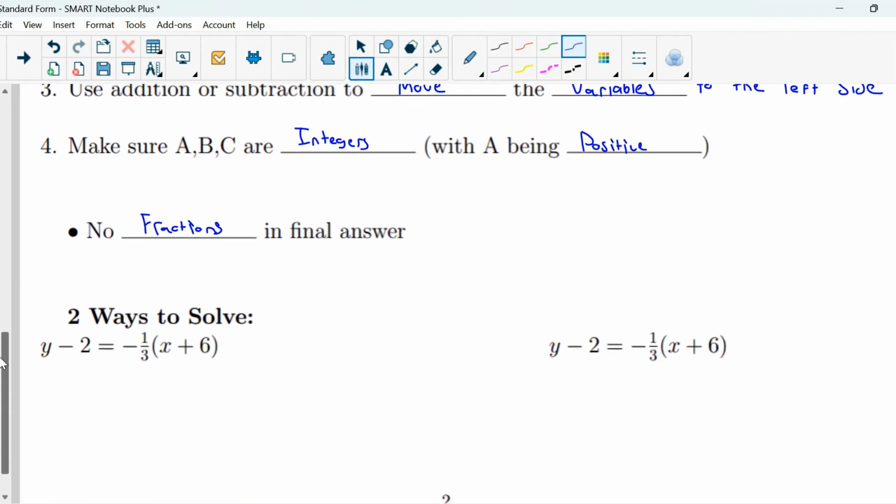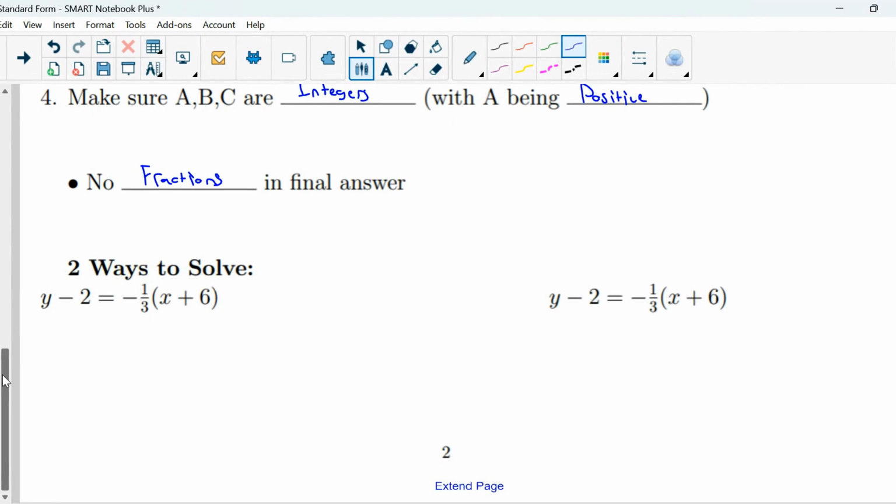All right, so there really are 2 different ways that you can go about solving these. Okay, let's go ahead and move this over here for now. All right, so method number 1 is to distribute your fraction into your parentheses. So we can go ahead and distribute a negative 1/3.